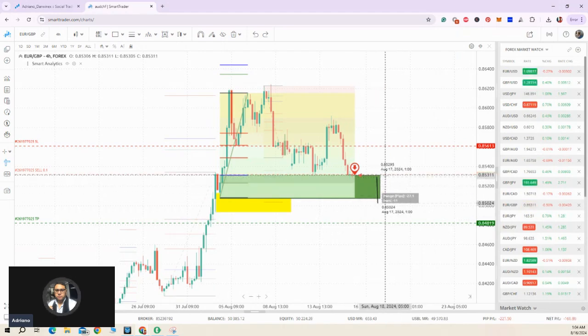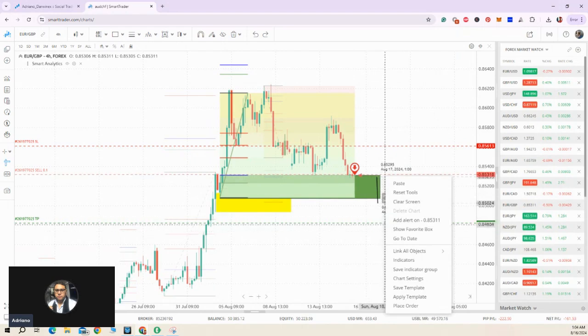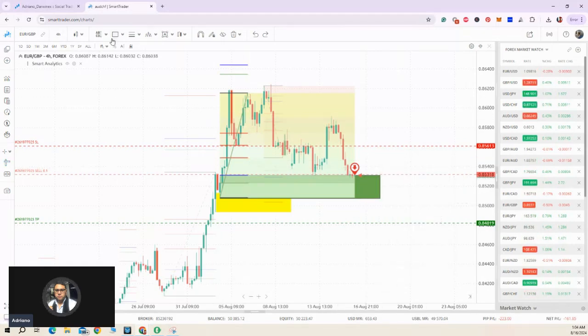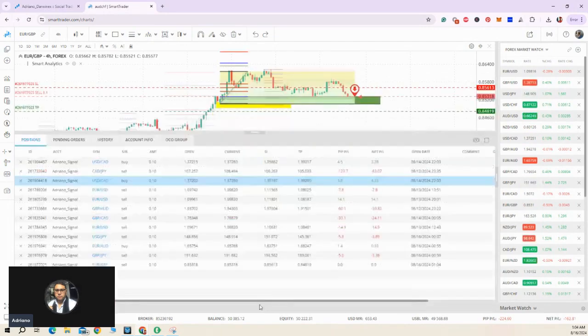Let's change that. Let's delete this. We're going to delete this trade. We're going to lose the spread, just the spread. But I placed the order wrong. We're supposed to buy and it was sold. Let's fix this.